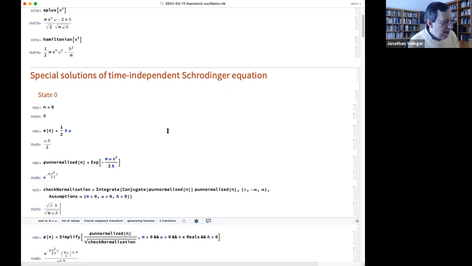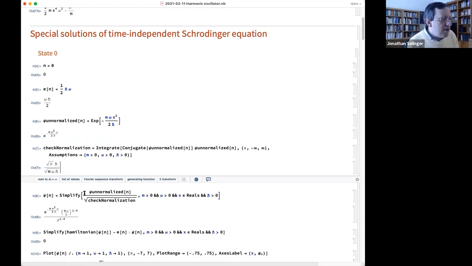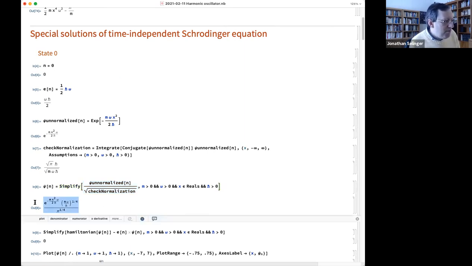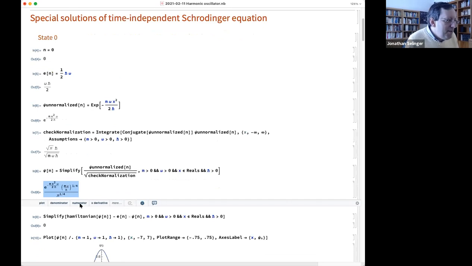So here we do it. We take the unnormalized wave function divided by the square root of the integral that we got. And so here's the normalized wave function. Now, maybe we want to check whether this normalized wave function is truly a solution of the time-independent Schrödinger equation.